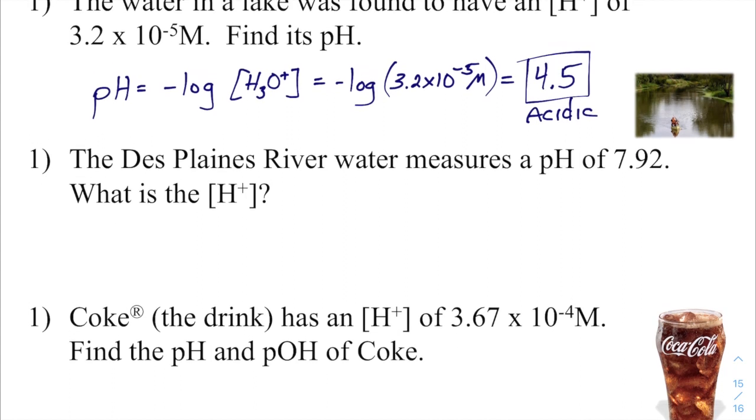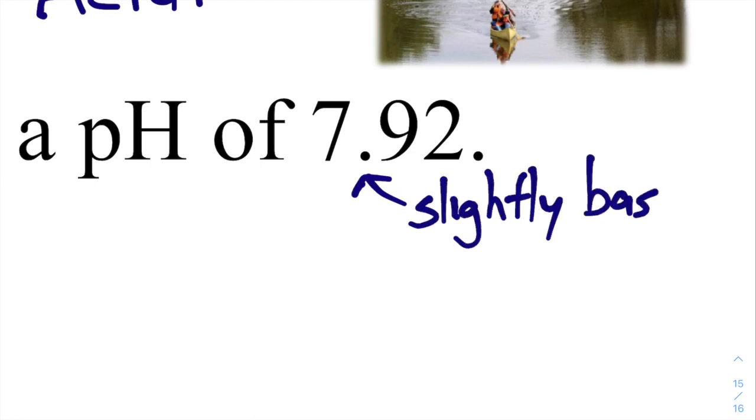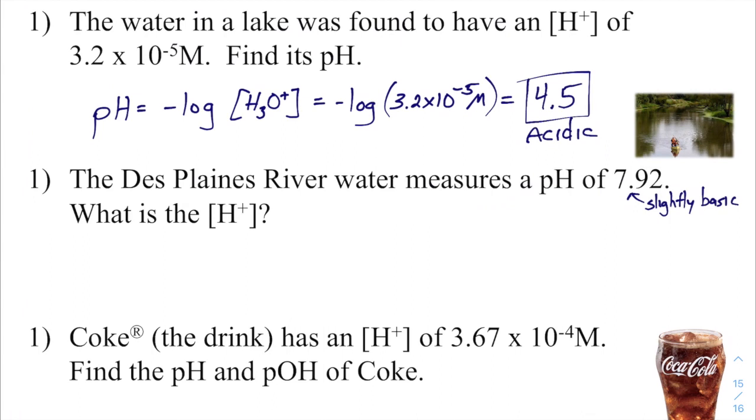The Des Plaines River water measures a pH of 7.92. So right away, you could say to yourself, this is slightly basic. What is the H plus concentration? It should be a pretty small number if it's an H plus concentration.